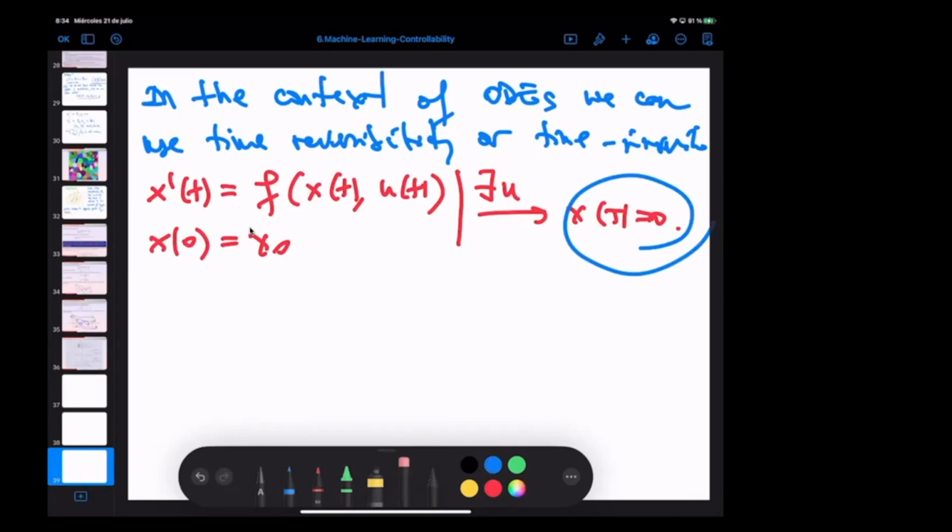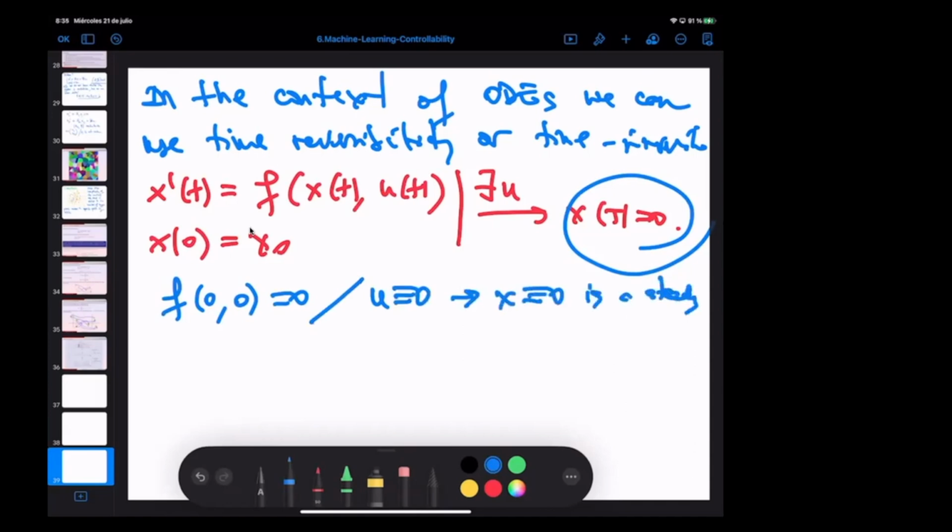So this is particularly relevant for nonlinearities in which f(0,0) is equal to 0. Why? Because if you know the nonlinearity f is so that f(0,0) is equal to 0, you can always say that for the control u equal to 0, x equal to 0 is a steady state, right? And we are particularly interested in controlling the system to a steady state.